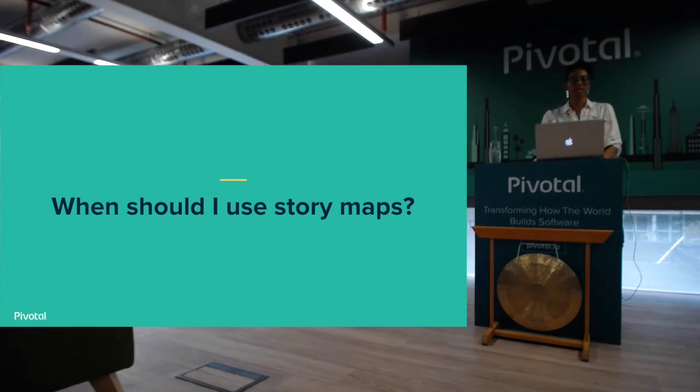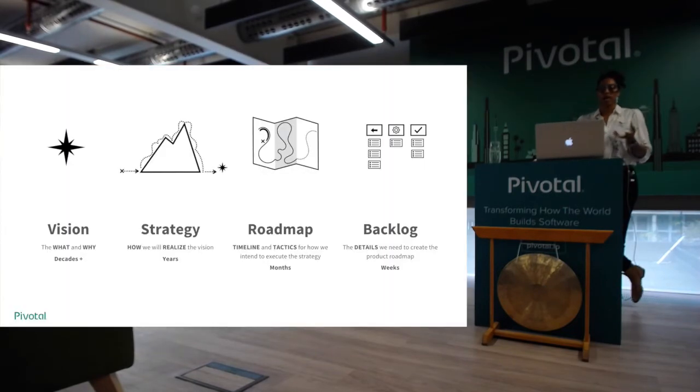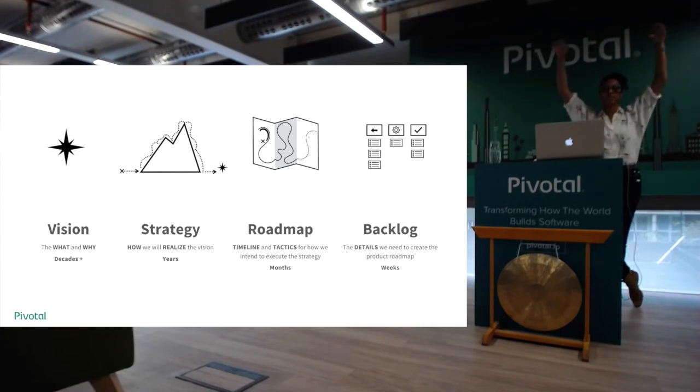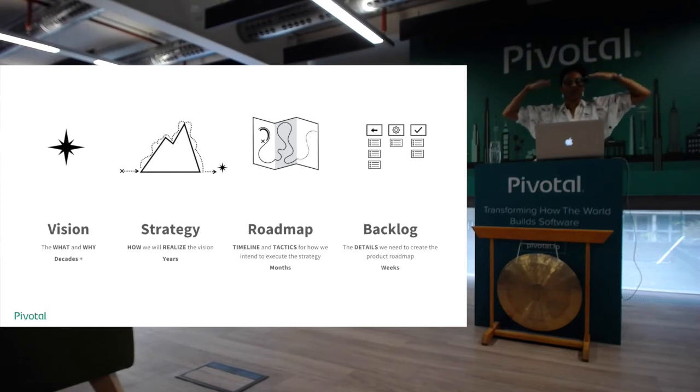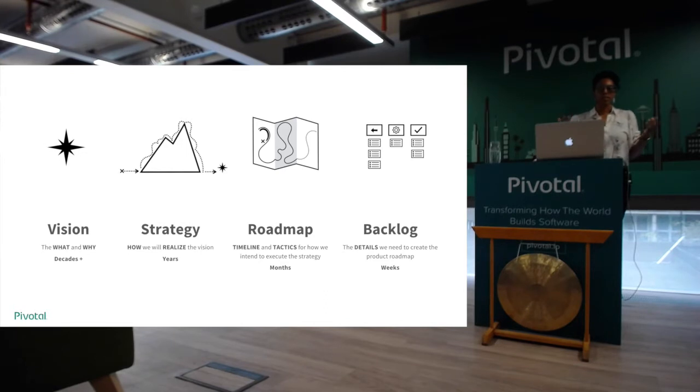So this is a pretty standard journey that we have at Pivotal. You start with a high-level vision, which is 10,000 feet, I guess, so decades up. You then come up with a strategy of how you're going to realize that vision. That's maybe over the next few years. Then you have a roadmap, which has timeline and tactics around how you intend to execute on that strategy. And that may be over the course of a couple quarters or a few months.